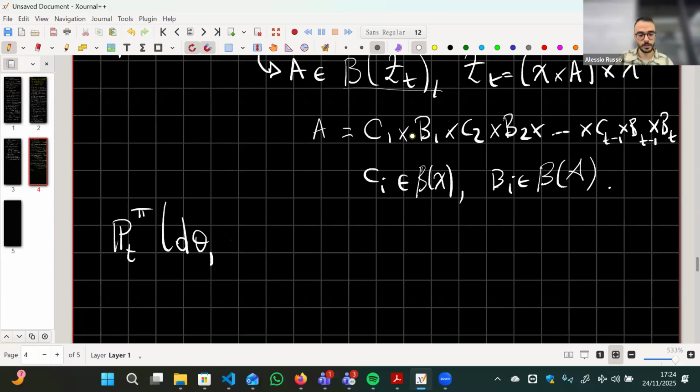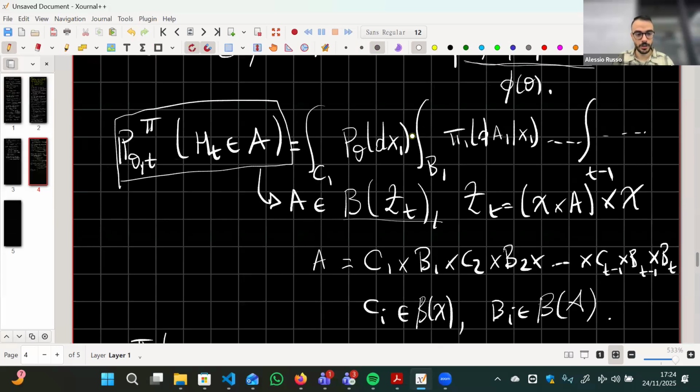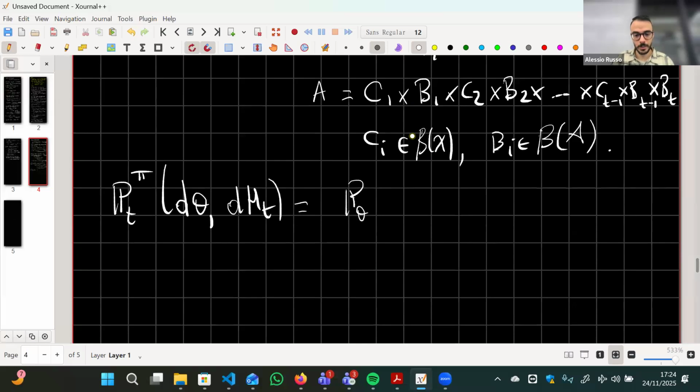So the joint at time t, I'm just gonna write it in this differential way without writing the integrals. It's simply gonna be this measure here: probability measure of theta, t, pi, ht. This is a probability kernel for a fixed theta times the prior distribution over theta.